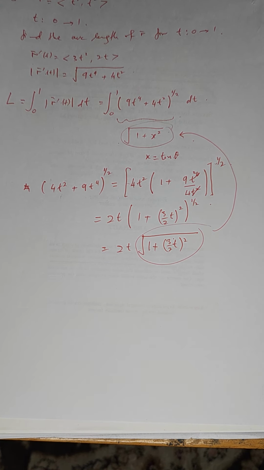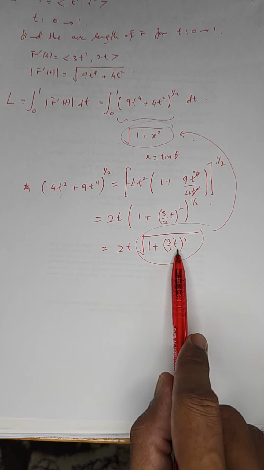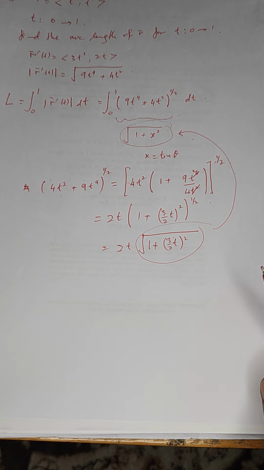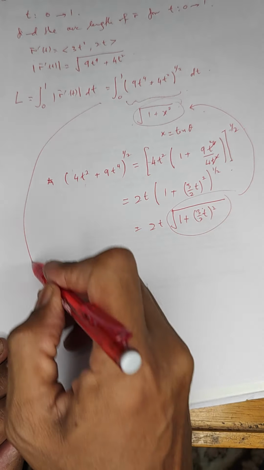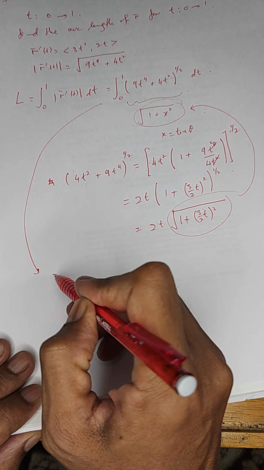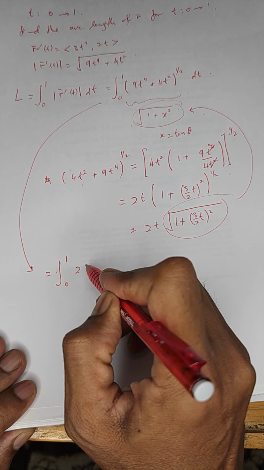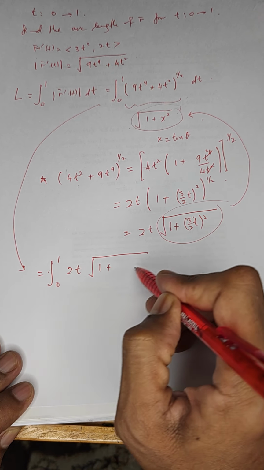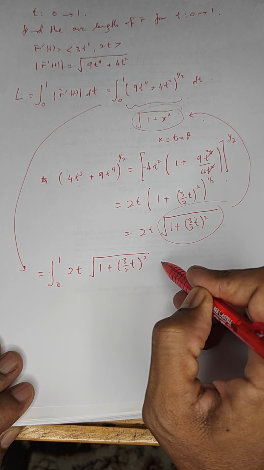Alright, then you can substitute those x. In this case, your x is 3 over 2t. So now, if you substitute into our original integration, this is equal to the integral from 0 to 1 of 2t times the square root of 1 plus (3 over 2t) squared dt.